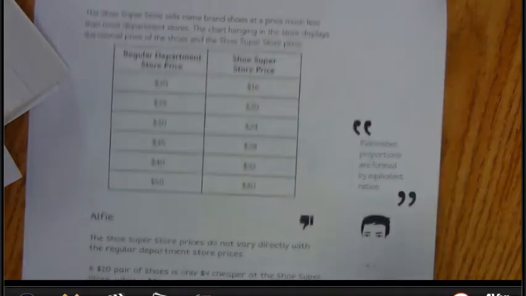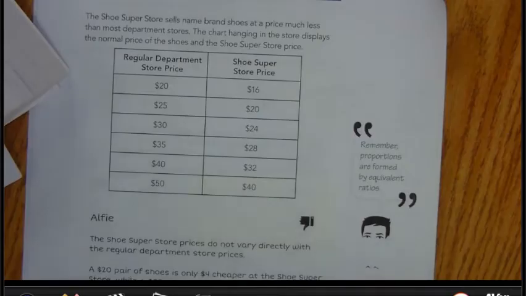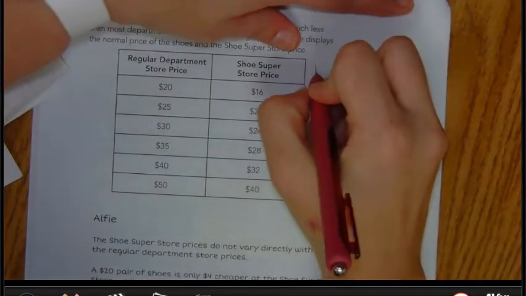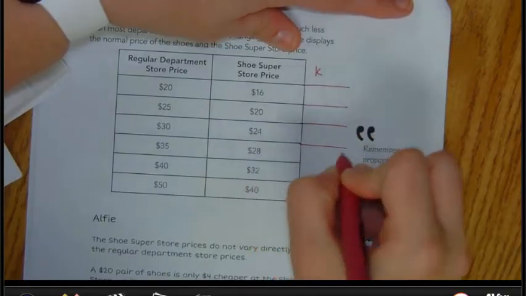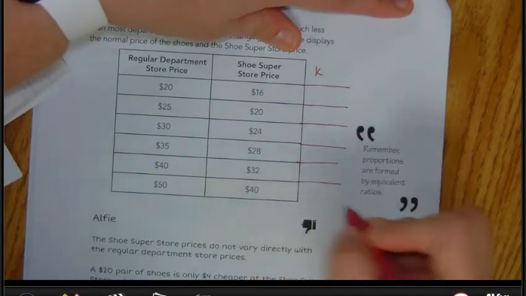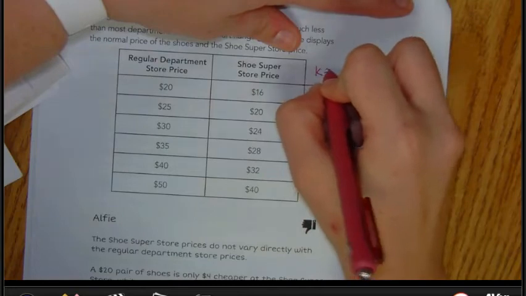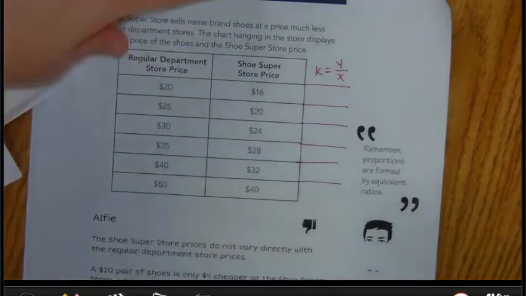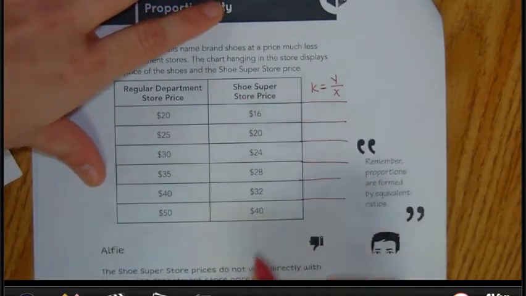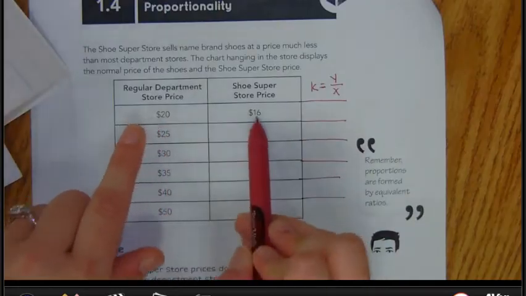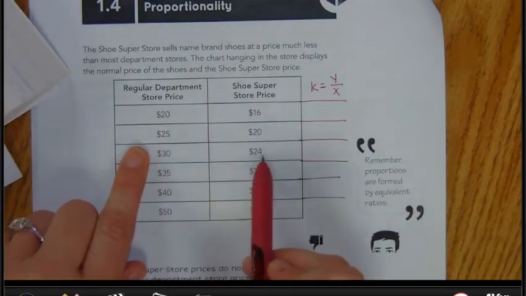So here's what we're going to do. We need to create our k column. We know that we can have a proportionality in this, because he's saying it does not vary directly, and we're given the thumbs down. So let's go ahead and create our k column, and we're going to have y over x. Okay. So we know that there is a minus 4 all the way down. Okay. And then 20 minus 4 is 16. 25 minus 5 is this. 30 minus 6 is this.